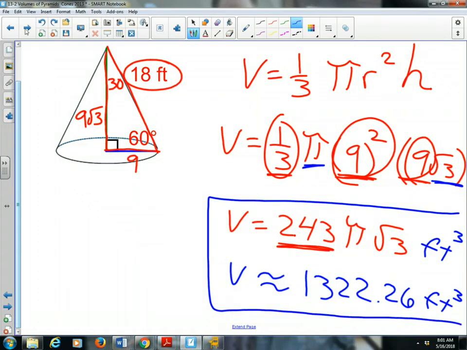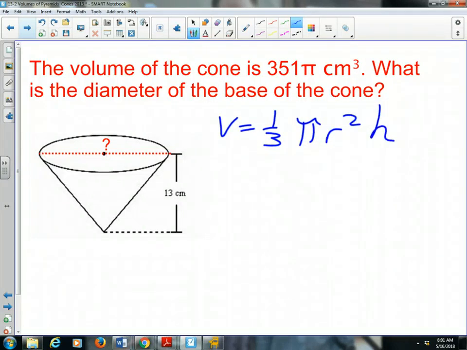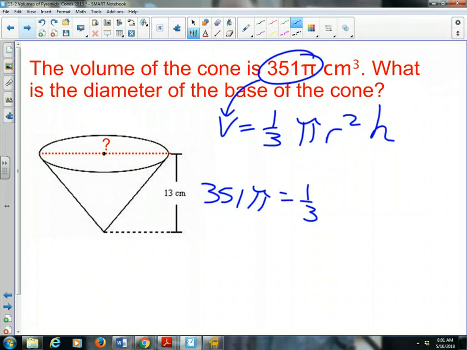All right, our last one for the day. This one, it tells us what the volume of the cone is. We want to find the diameter of the base. So if we know the volume of a cone, the formula is 1/3 pi r squared h. And we know that 351 is the volume. So 351 pi, excuse me for misspeaking that earlier, the volume is 351 pi. That equals 1/3 pi r squared times the height of the cone. The height of the cone is 13.